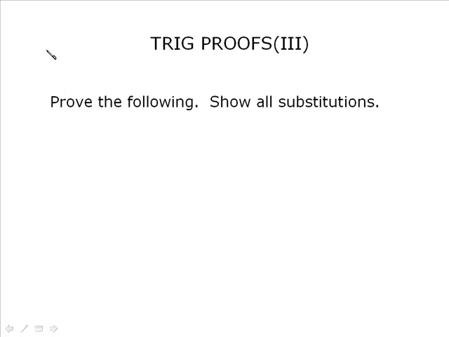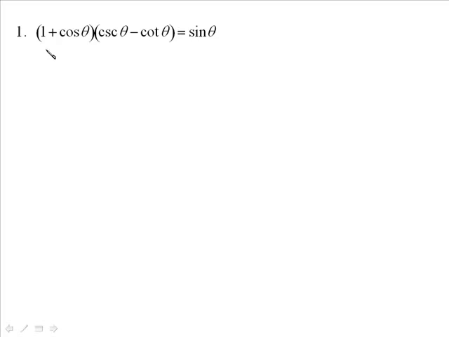So prove the following, show all substitutions. So as we've seen, you have to show every step that you do. So if you use one identity, you have to show that you're using it. So here we have 1 plus cos theta times cosecant theta minus cotangent theta is supposed to be equal to sine theta.